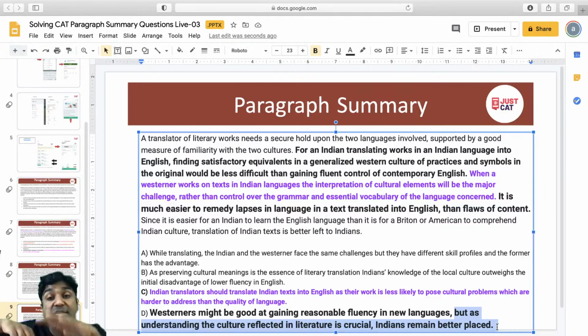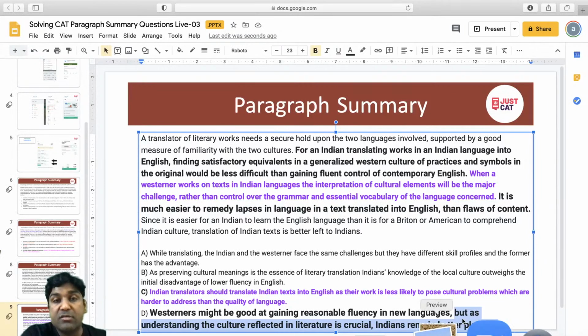And then we compare Indians understanding the English language to British Westerners understanding Indian culture. We found that learning the English language is easier for an Indian than Britishers learning the Indian culture. Saying that culture reflected in literature is crucial is extraneous. This is not relevant to the particular question which we are discussing. All right. So again, C is the right answer here.